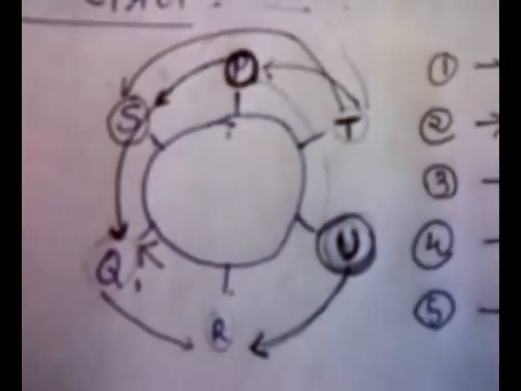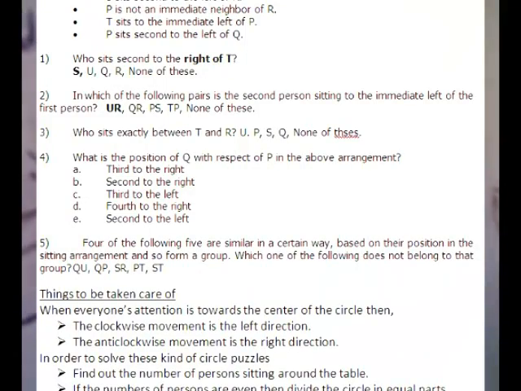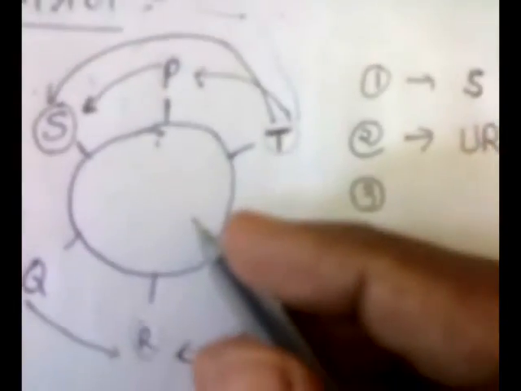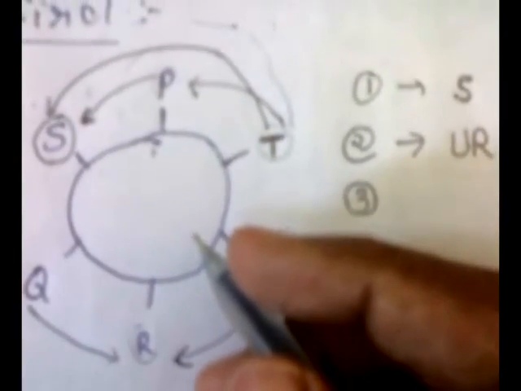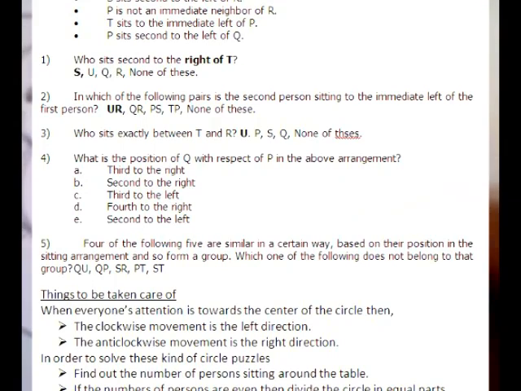Now let's move on to the third question. Third question says, who sits exactly between T and R? Let's check who sits exactly between T and R. That is U. Correct. Now according to our options, there are U, P, S and Q, so the correct answer is U.